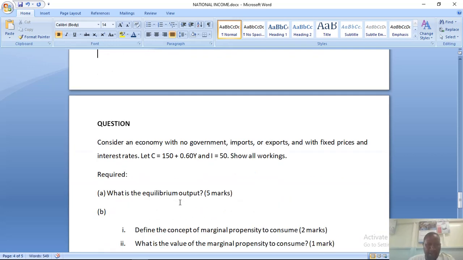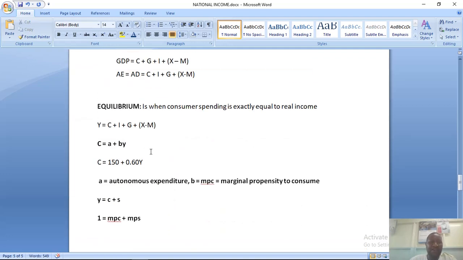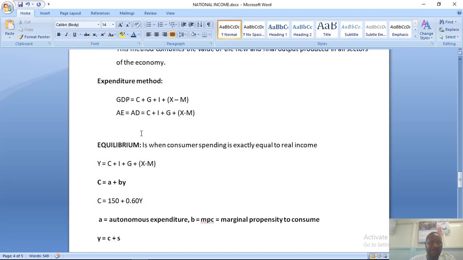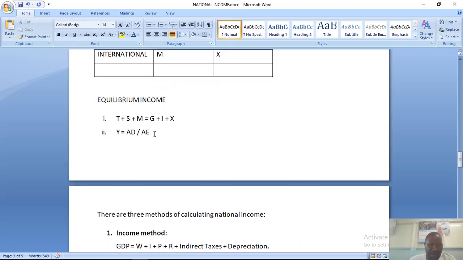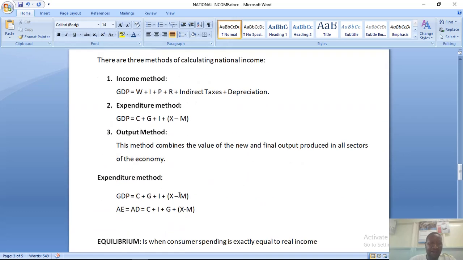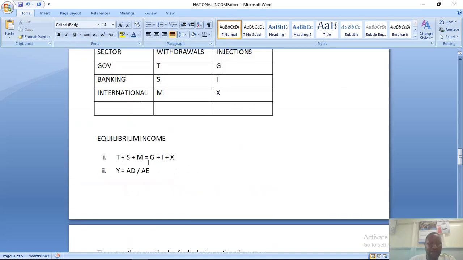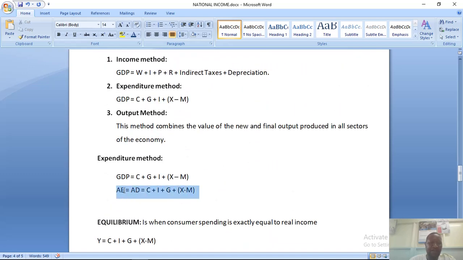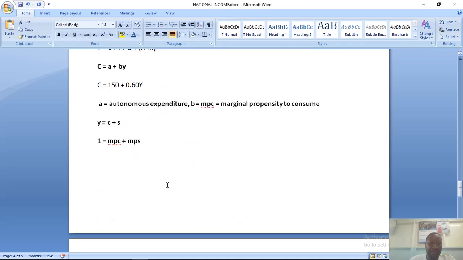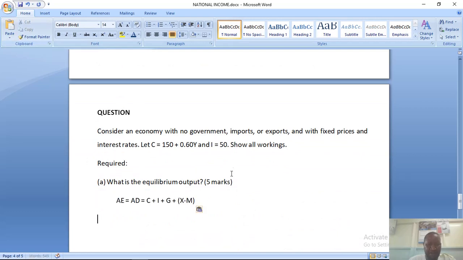Well, back to the question. Required: what is the equilibrium output, or the equilibrium income? We've said at equilibrium there are two things you can use. Equilibrium income must be equal to aggregate expenditure, and we know the formula for aggregate expenditure. Or we can say at equilibrium, the total withdrawals must be equal to the total injections. According to the information given in the question, we are going to use this model of calculating the equilibrium. So copy that formula, bring it here, and we'll work with that.